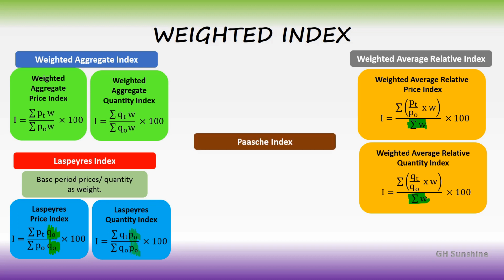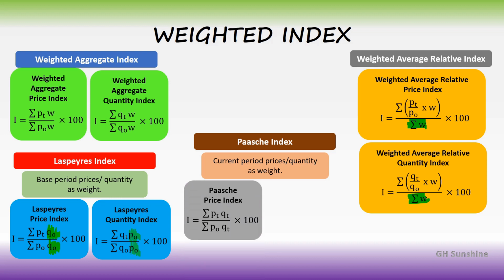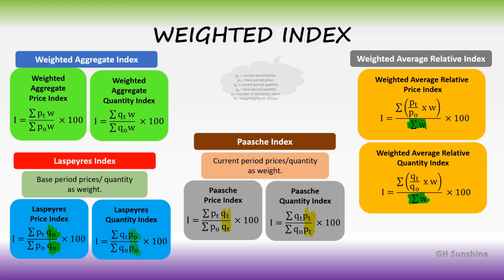And last one is Paasche index. This index uses the current period of price or quantity as weight. Paasche price index uses quantity of current period as weight. Meanwhile, Paasche quantity index uses current price as weight.